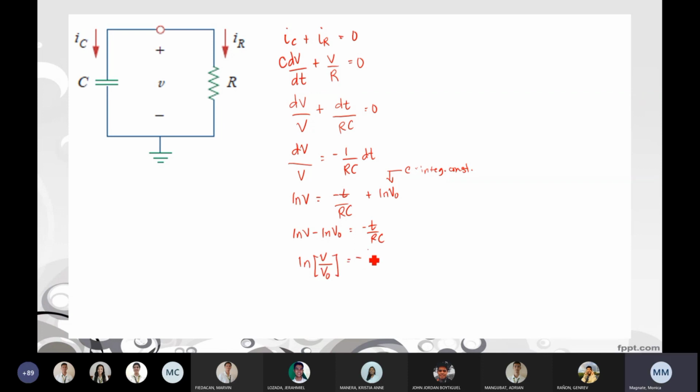Okay, and to solve for V, we can have e in both sides of the equation to cancel the ln, and I will have V over V sub 0 is equal to e raised to negative t over RC. And simplifying, we can have V or V of t. Okay, and by cross multiplication, I'll just have this formula equal to V sub 0 e raised to negative t over RC. So this is the formula for our source-free RC circuit.